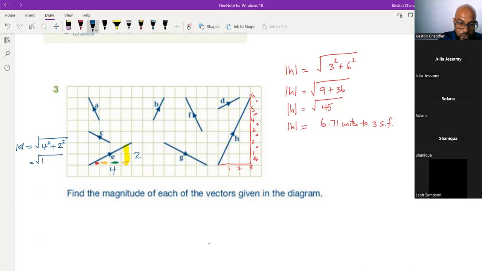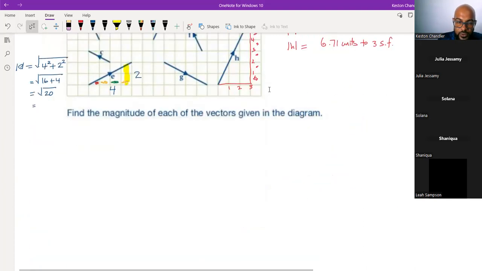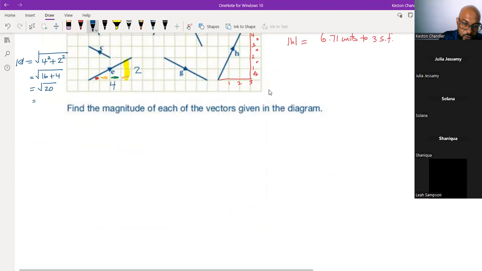4 squared is 16. 2 squared is 4. That's the square root of 20. The square root of 20, I think I saw that earlier on, is 4.47 units.